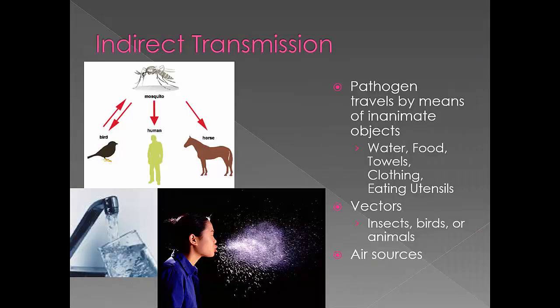Indirect transmission. The pathogen travels by means of an inanimate object. This may include things like water, food, towels, clothing, or even eating utensils. This can also occur through vectors, things like insects, birds, or even animals, or may occur as a result of an air source, such as sneezing, or through wind.